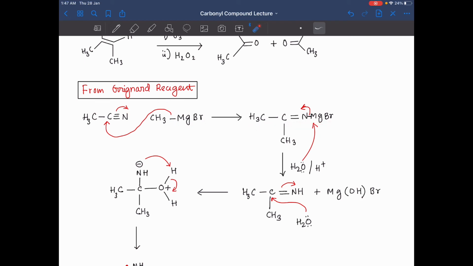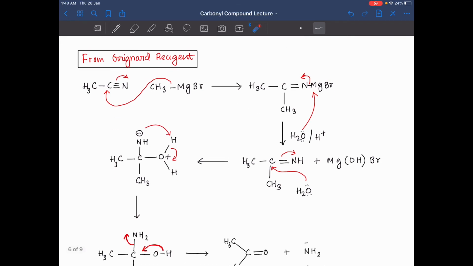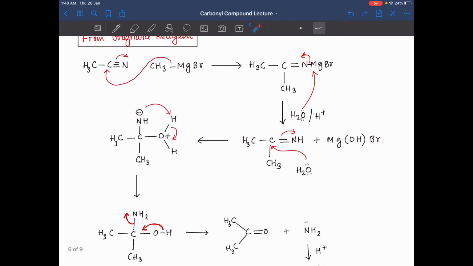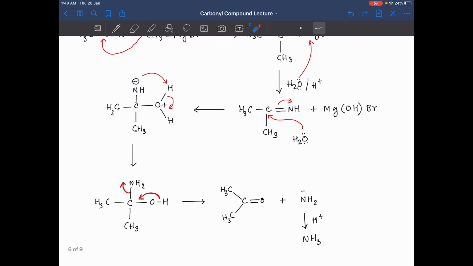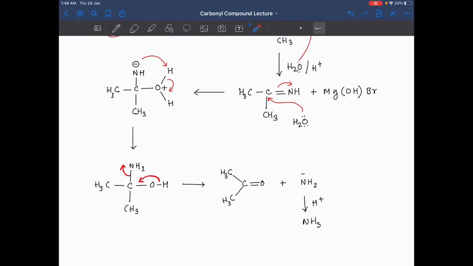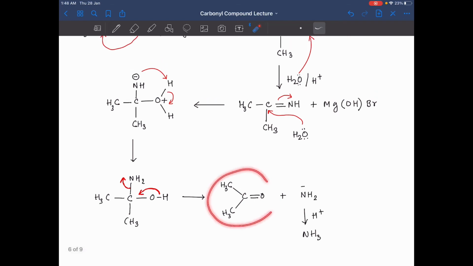After that, the lone pair on the oxygen of the water molecule will attack this magnesium, and this N-Mg bond breaks, and that will produce this compound, this imine. After that, a water molecule attacks, so simple hydration will occur in this case. This is the mechanism of hydration. After the hydration, it will produce the carbonyl compound, so basically a ketone is forming here.